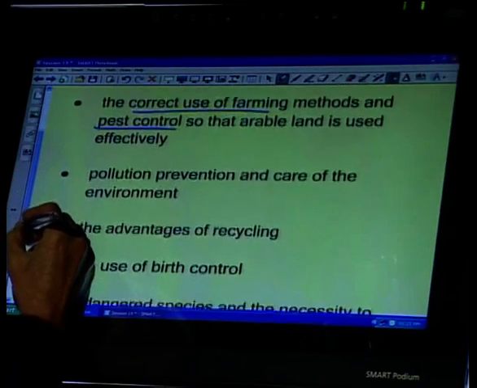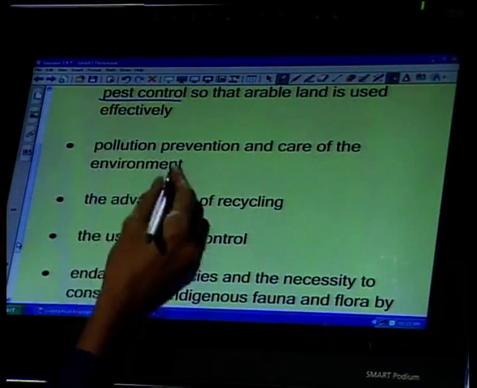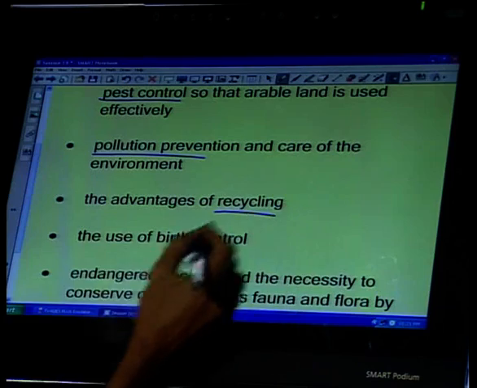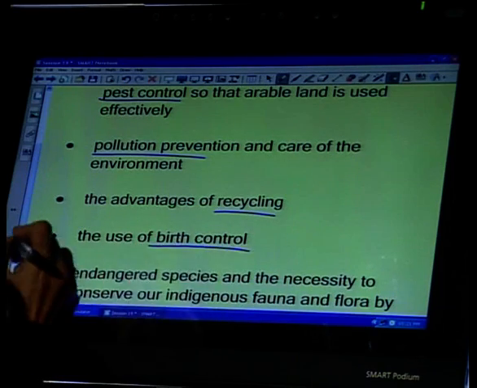They spray. And when they spray, we end up with insecticides and pesticides in the water table. And that causes issues for the ecology within the waters of rivers and streams and dams and the sea. So we as human beings need to actually put a huge big brake on the things that we're doing. Pollution prevention and care, advantages of recycling. We need to look at birth control.